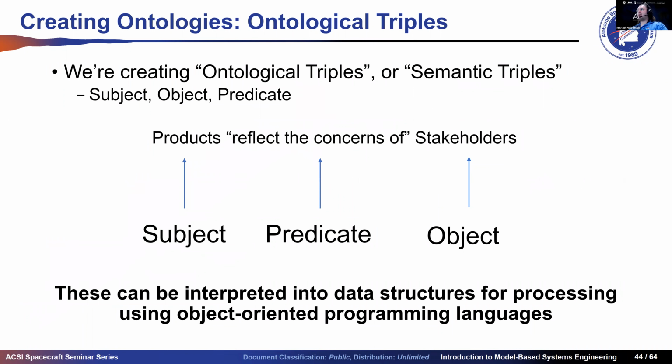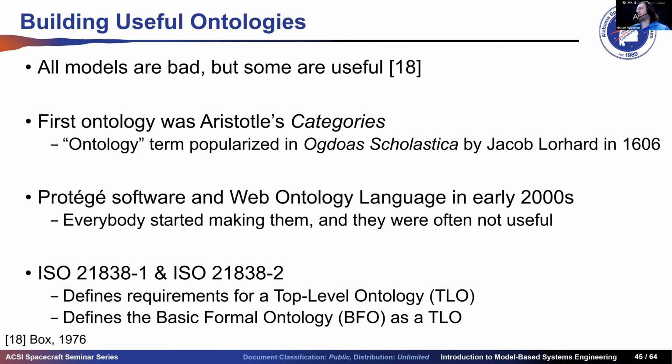What we're doing is defining ontological triples, or sometimes semantic triples. And these have a subject, an object, and a predicate. All right, so products reflect the concerns of stakeholders. We know which products go to a given review. Stakeholders care about those products, ergo, those stakeholders should be at that review. Those are the kinds of formalisms that we can apply if we've defined our ontology correctly. And the great thing about this is that if you do this correctly, it can be made to be machine readable. It can be interpreted as part of a formal language, okay? And we're going to use object-oriented programming languages to do that.